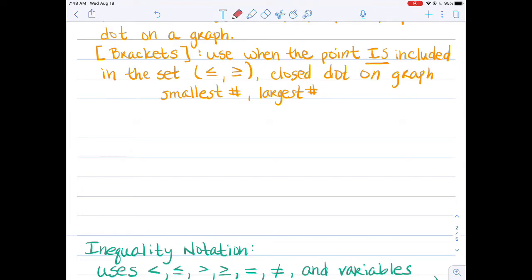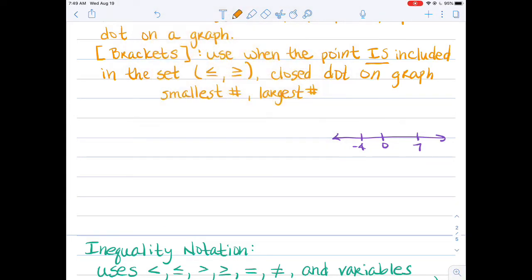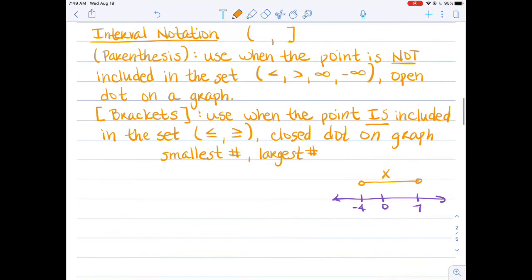I'm going to show you a number line, and on this number line I'm going to do -4 and 7. 0 would be somewhere in here. My critical points for this particular problem are at -4 and 7, and x falls somewhere in between here. Notice that I have open dots. That means that -4 and 7 are not included. So we can get up to 6.99999, but not actually 7.